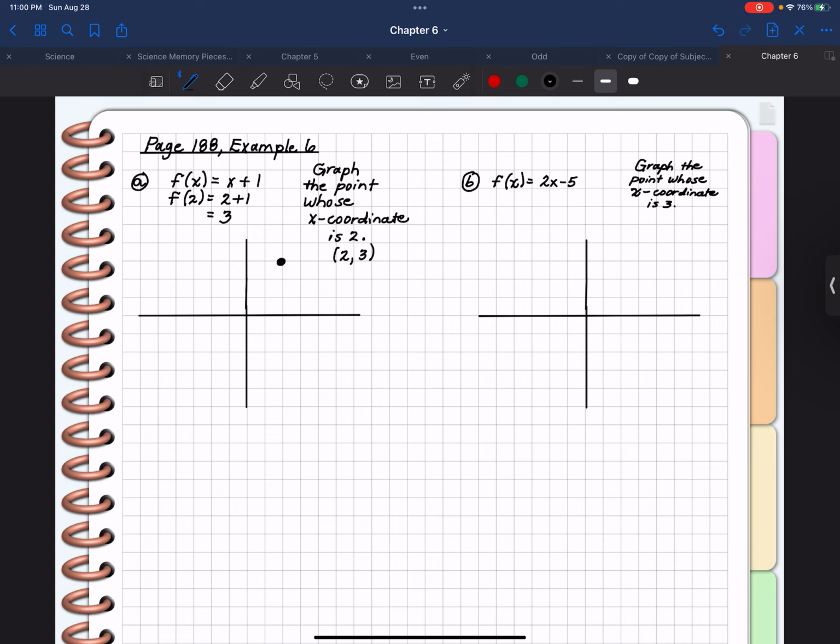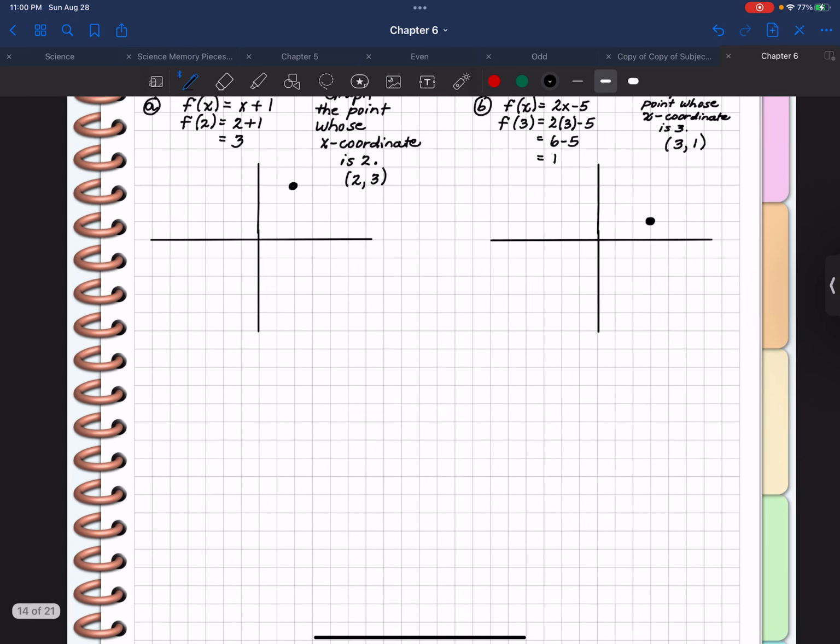And then example B, we want to graph the point whose x coordinate is positive 3. So let's just plug in a positive 3 for the x's. And so x is 3, y is 1, and that would be right here. And that's all we have to do. Just plot the points where we're supposed to.